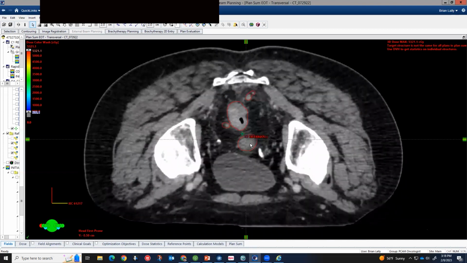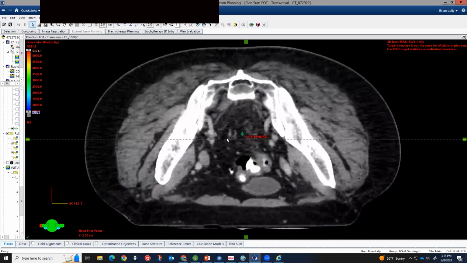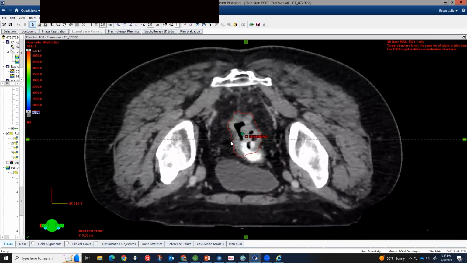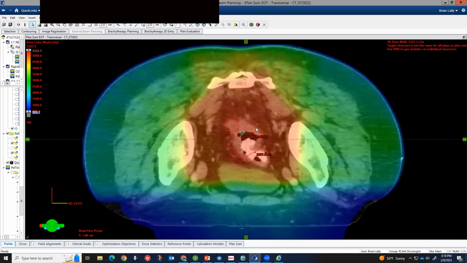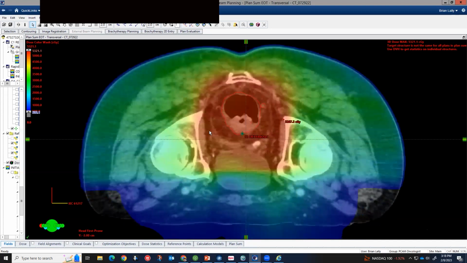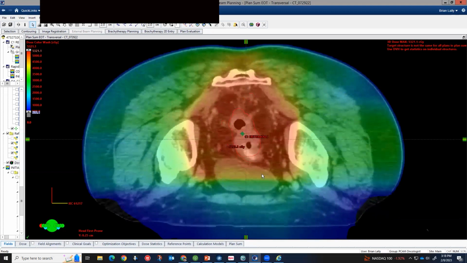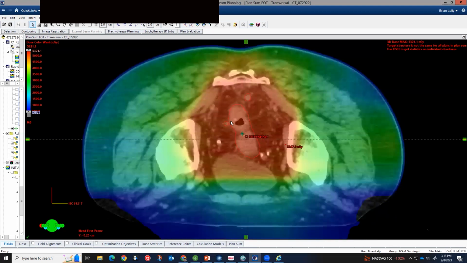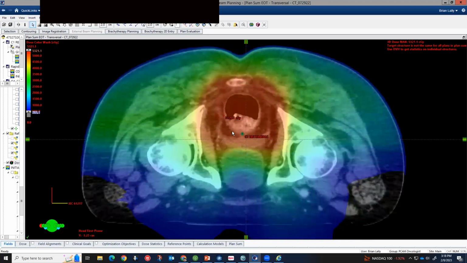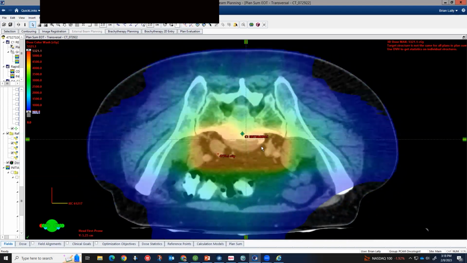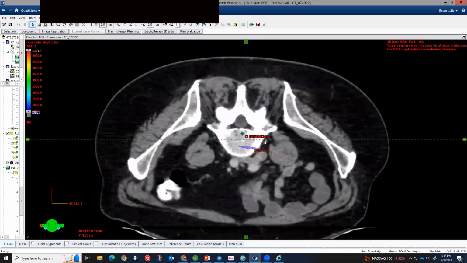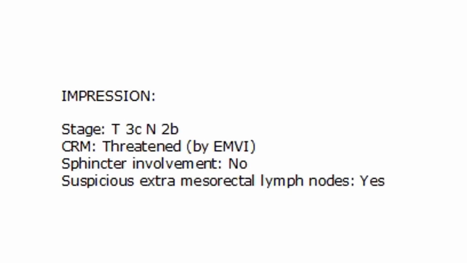So we decided to treat him with what we call total neoadjuvant therapy. I'm going to show you how the dose looked from this radiation treatment. We were trying to give about 50 Gray to the tumor and 45 Gray to the lymph nodes, and we were using arcs. What you can see is we were targeting all this area in here and also up to where the top of the lymph nodes were. The dose falls off pretty quickly.